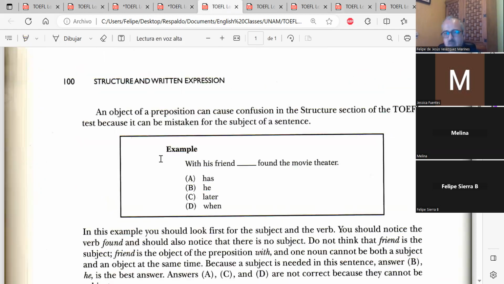Okay, for example, this one, yes? Jessica, with his friend, can you read it? With his friend, blank, found a movie theater. What do you need? Subject. A subject. Okay, what is the subject? He. Okay, very good. With his friend, he. Now, we can also say with his friend, it's a complement, so then we need a comma here. But remember, in TOEFL, you cannot say that a sentence is wrong because it lacks a comma. So, okay.